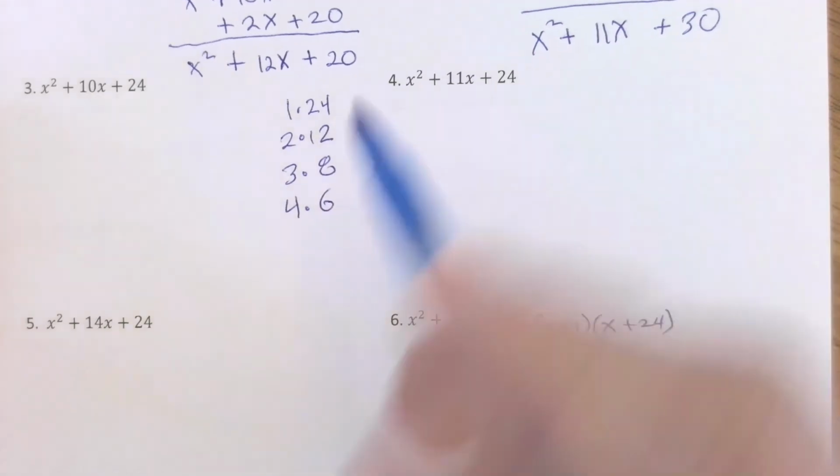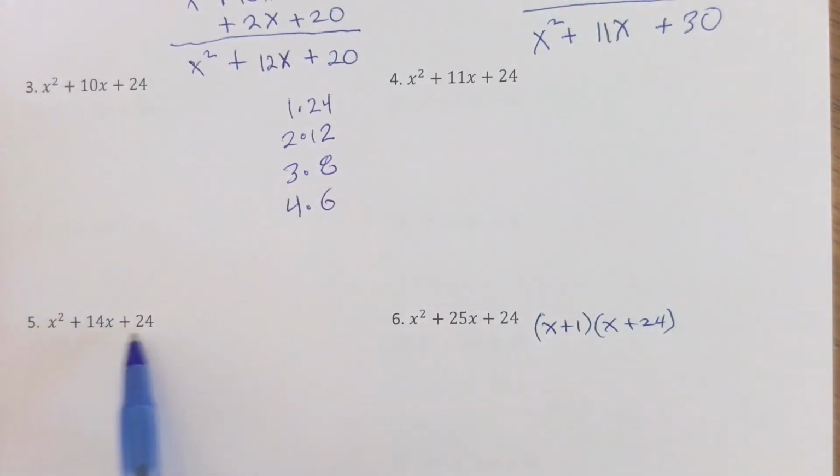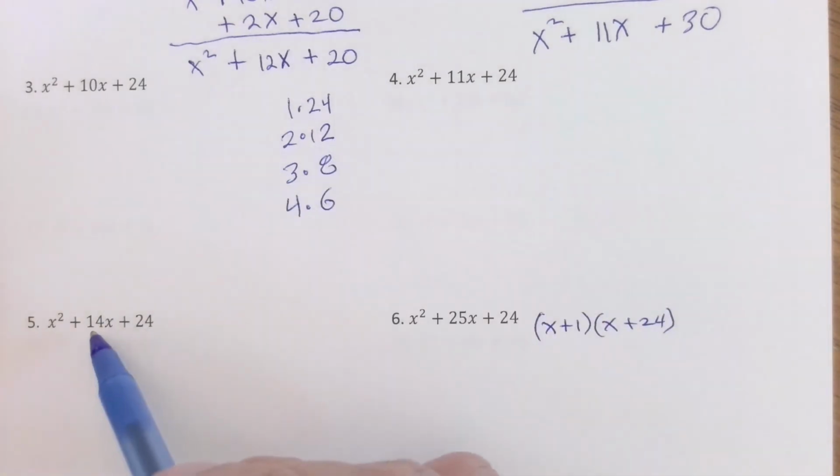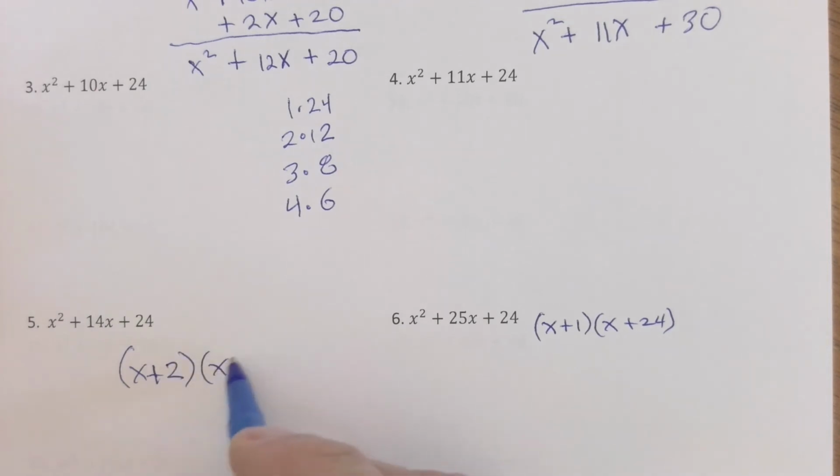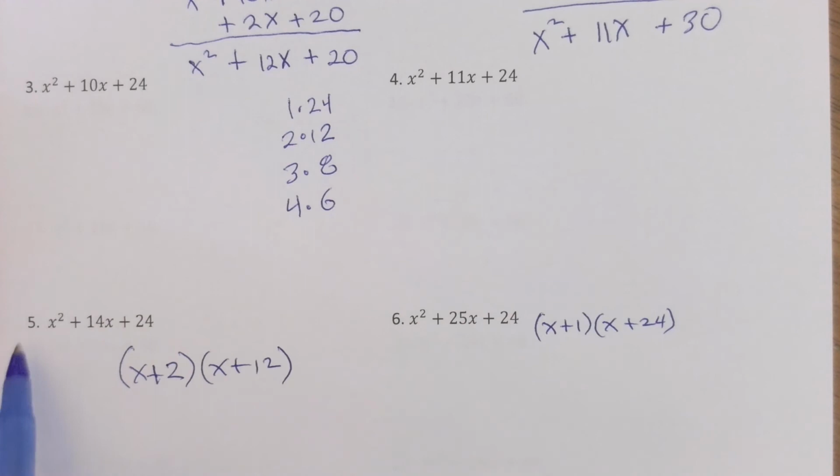And notice that this problem has 24 on the end, but it also has 14 in the middle. I think 2 and 12 are the correct numbers to use in the binomial factors of x squared plus 14x plus 24. So that looks like this. Okay, problem 5 and 6 are done.